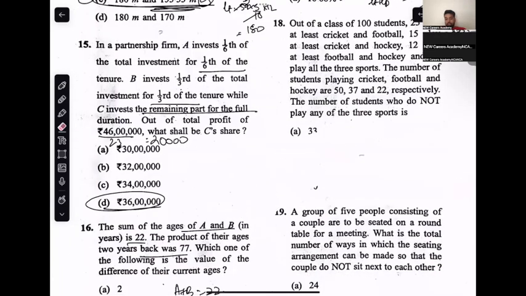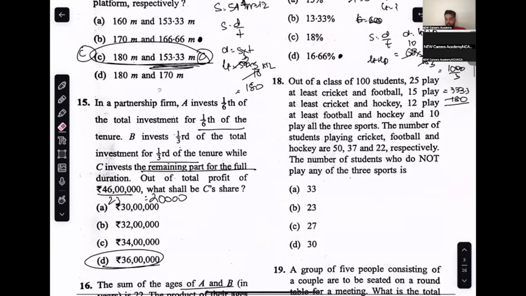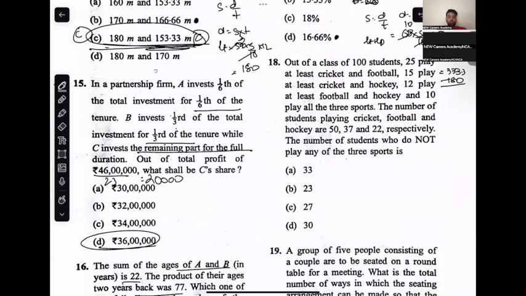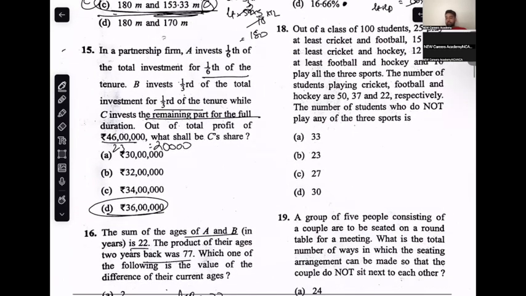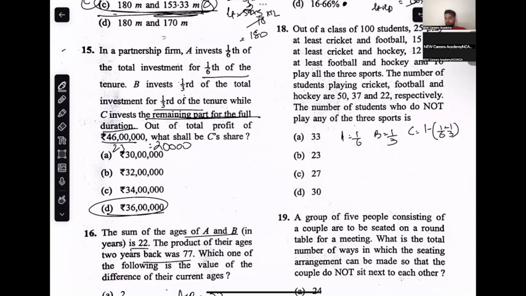That is 15th. Again, as I said, I've marked it wrong in the series because small errors keep on cropping up, but I'll give the right answer for everything. Now let's go on with question number 15. A invests 1/6, B invests 1/3, whereas C invests the remaining part of the duration. So remaining is 1 minus 1/6 minus 1/3.